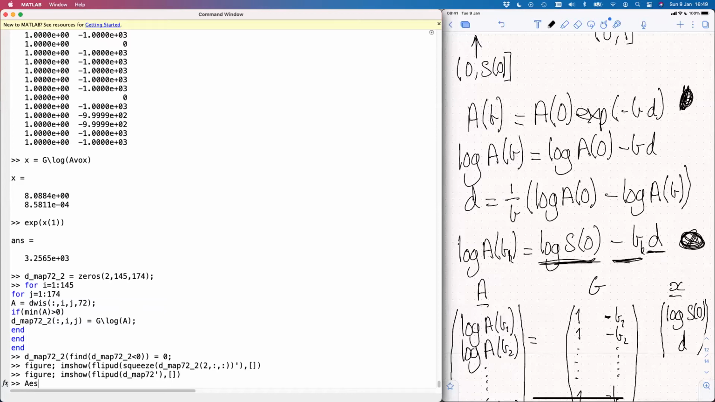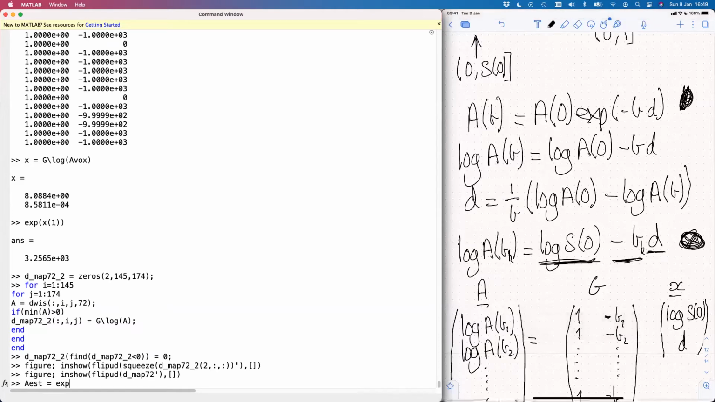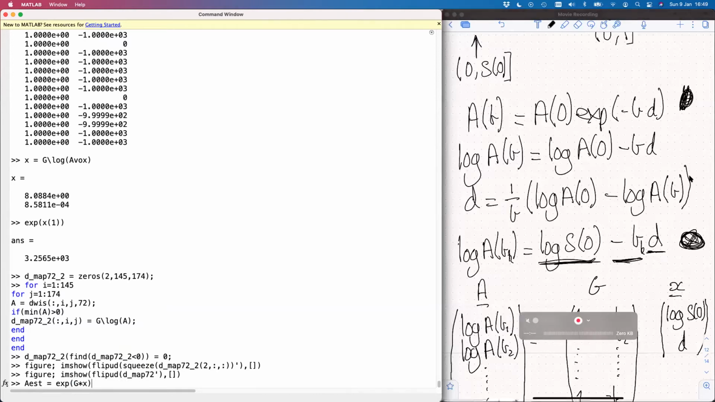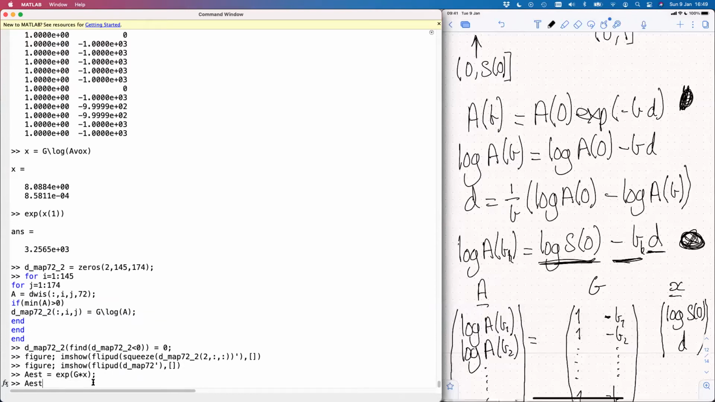I'm going to construct an array A est, which is simply, I think, G multiplied by X, and then take the exponential to get our estimated measurements, because G times X, of course, gives us the list of log measurements. So then we take the exponential to give us estimates of the actual measurements. So let's do that. Let's have a look at A est.